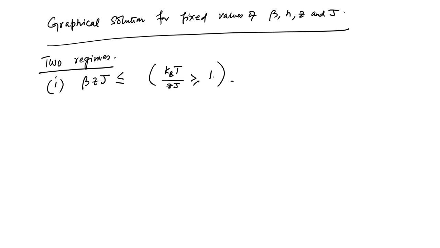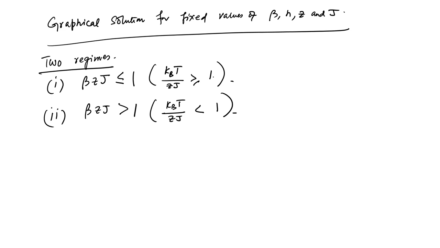Now, you have to understand that there are competing behaviors. The thermal fluctuations will try to disorder the spins, which means they would not allow ordering, and J will try to order. So there is a competition, and these two are what we are looking at. One is beta zJ less than 1, and we put less than or equal to because the equality gives you critical behavior. And the second important region is where beta zJ is greater than 1. This is the other limit, where kT by zJ is less than 1, which means the thermal fluctuations are subdominant and the interaction between the spins is dominant.